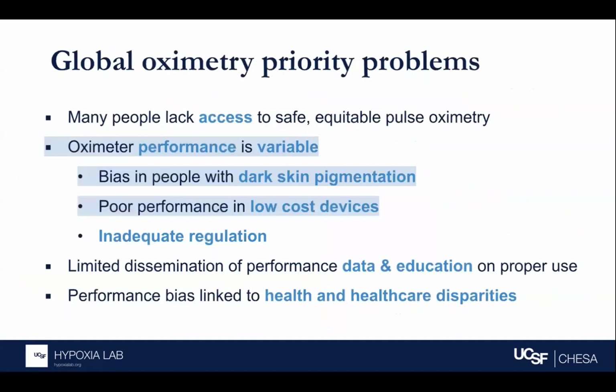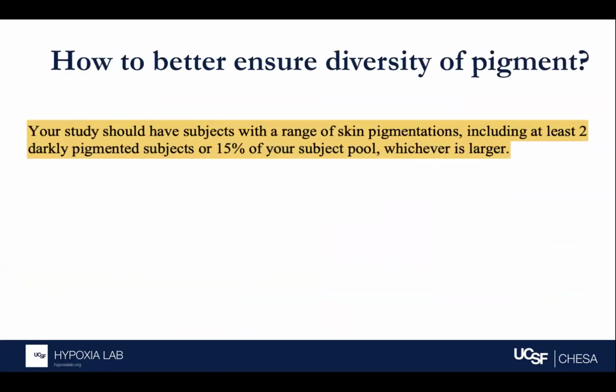Okay, so going back to some of these priorities, I'm going to focus first on variable performance of devices: the issue of bias in people with darker skin pigment and poor performance of the low-cost devices. Before we were able to jump into testing lots of devices, one of the big problems that we needed to address was the issue of how to ensure diversity of skin pigment in the study cohorts.